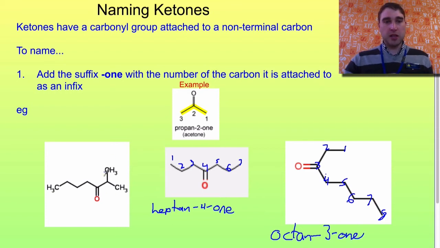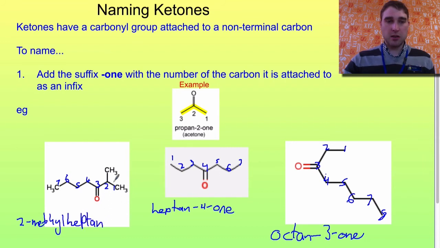If we look at this one over here, we've got a methyl group, so that makes things a little bit more complicated. We could number from here or here, it doesn't make a difference. Again, we want to number so the ketone group is on the lowest number. So 1, 2, 3, 4, 5, 6, 7. We've got a methyl group on carbon 2, so 2-methyl heptan-3-one. It's on carbon 3, that's where our carbonyl group is.